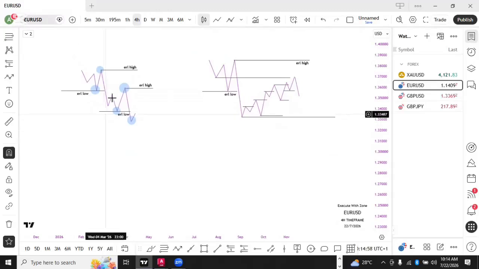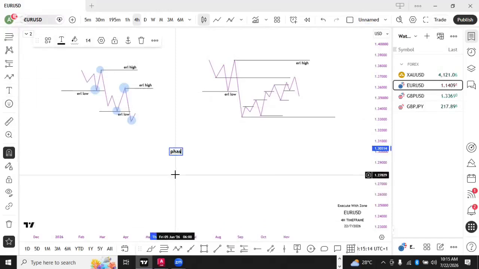Since I've explained external high and external low, external range liquidity and internal range liquidity briefly, we also need to understand the phases of markets we have. We have three types of market phase: expansion, retracement, and sideways or consolidation.